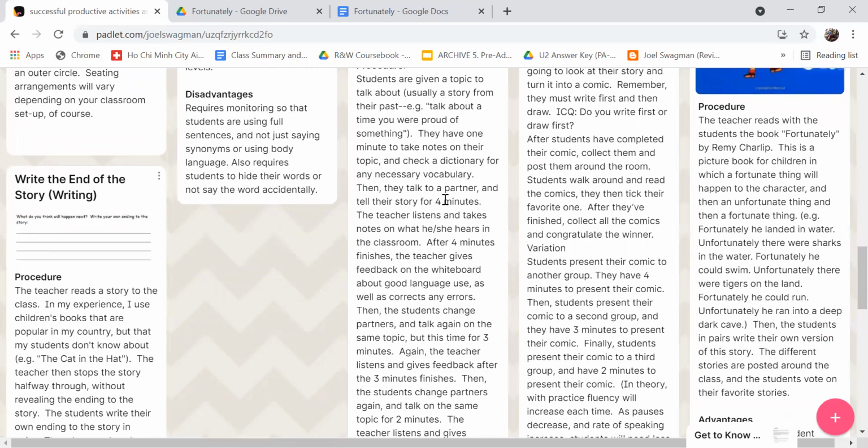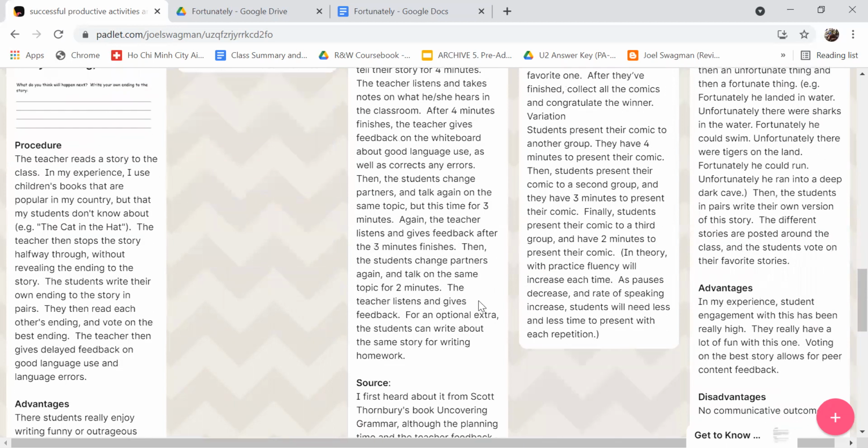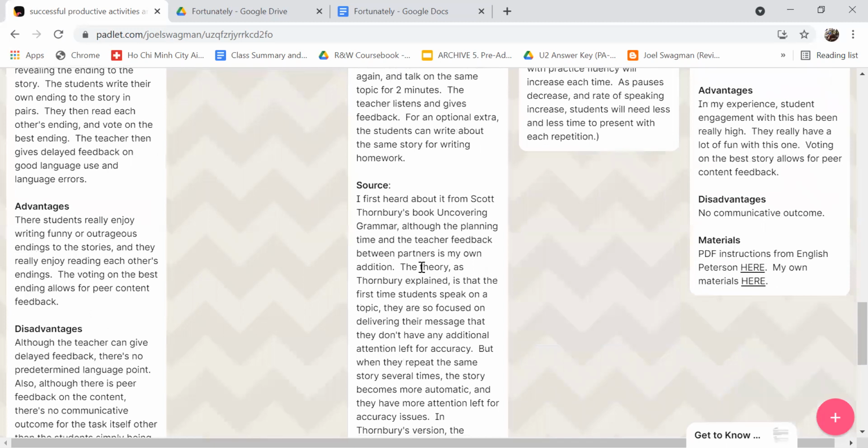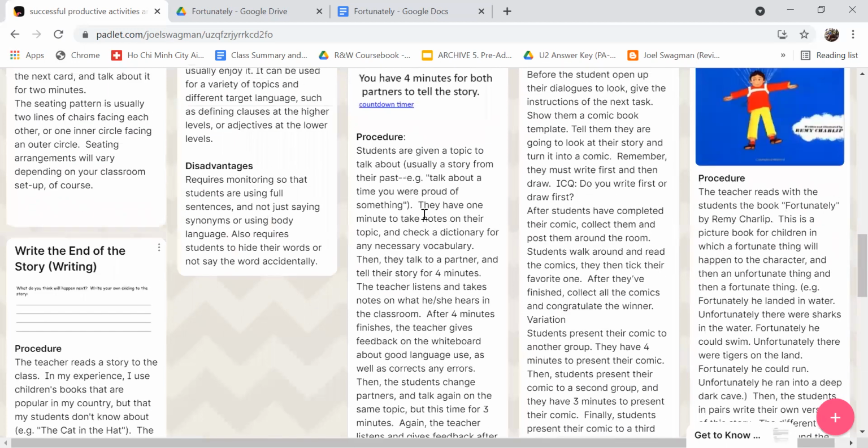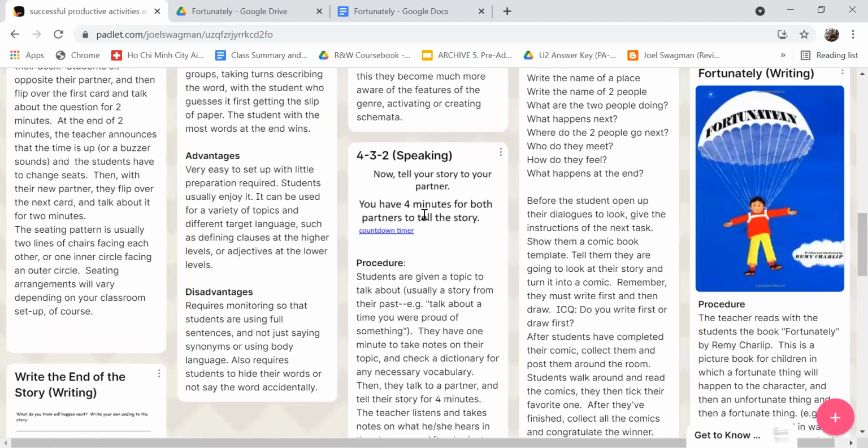After the 4 minutes, they change partners and they talk to the next partner for 3 minutes. And then they talk to the next partner for 2 minutes, each time telling the story again. This is an activity that comes from Scott Thornbury's book, Uncovering Grammar. Although I don't think it's actually a Scott Thornbury original. I think this is a classic classroom activity that he just reported on in his book, but that's where I heard about it first.